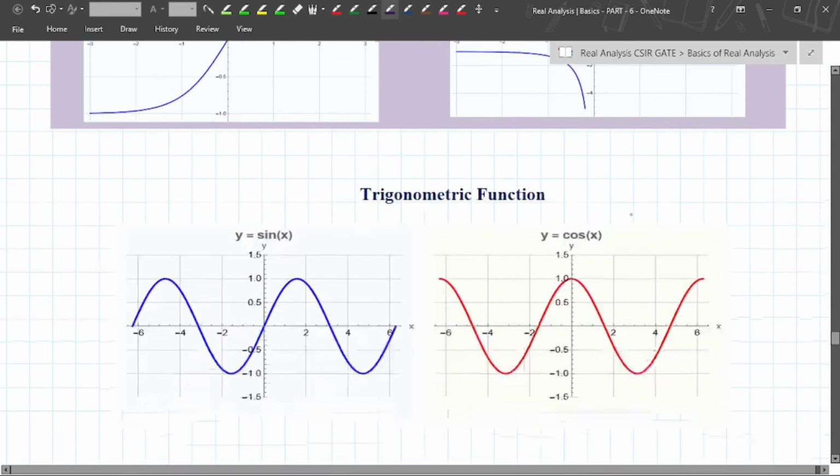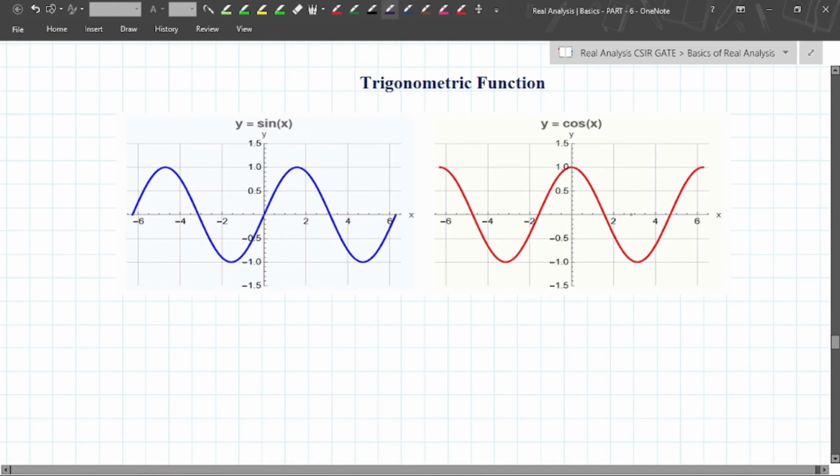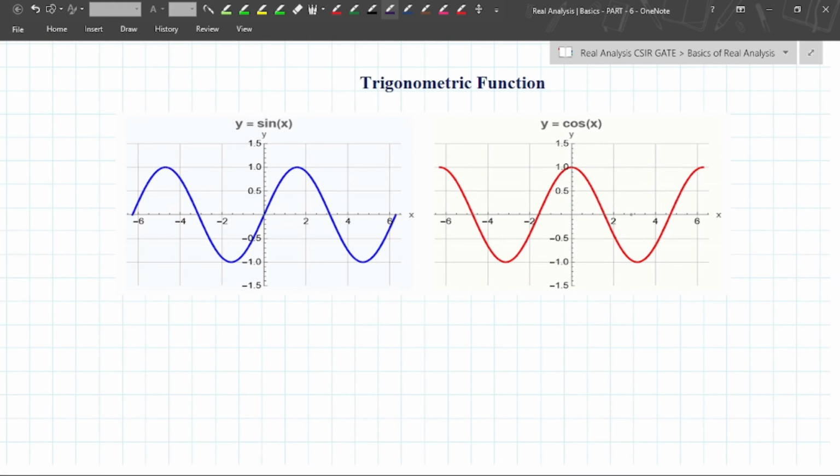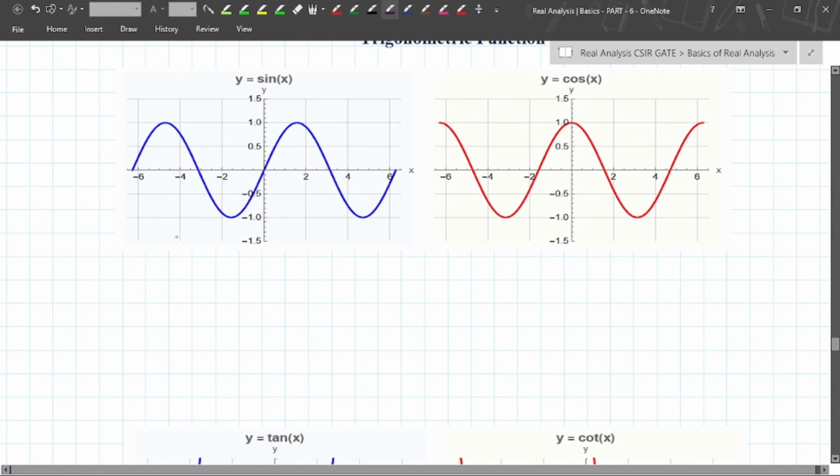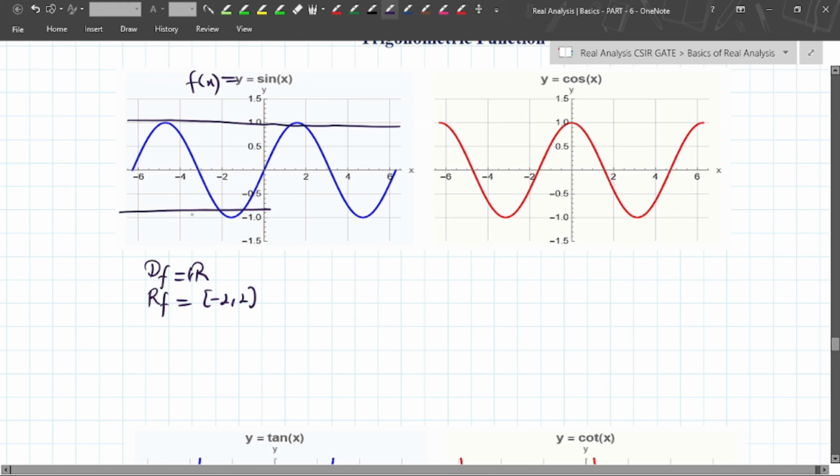And after that, we have some well-known functions, that is trigonometric functions. We will just define their properties. First of all, what is the domain? If it is f of x, then the domain of the function for sine is R. But the range of that function is taking only minus 1 and 1. You can see it is bounded between minus 1 and 1.